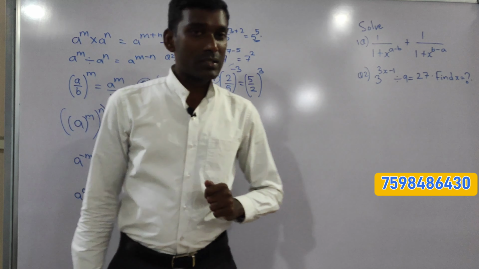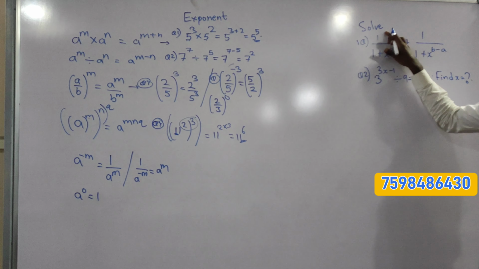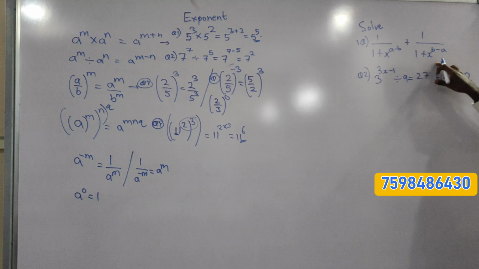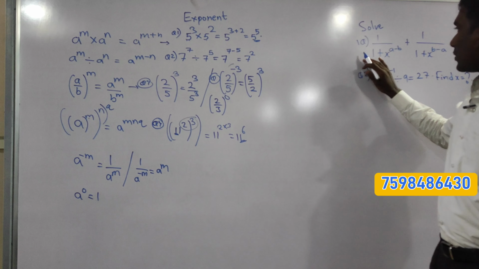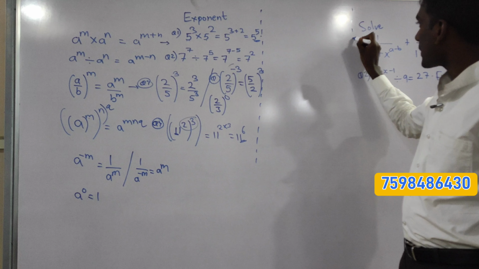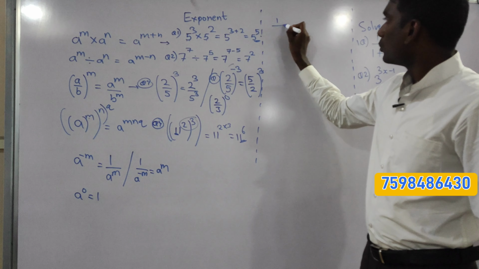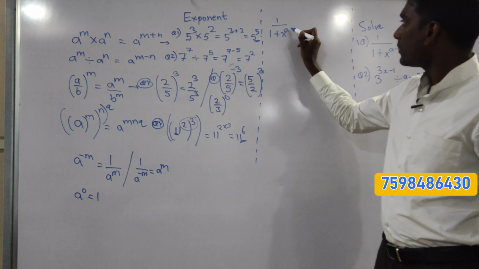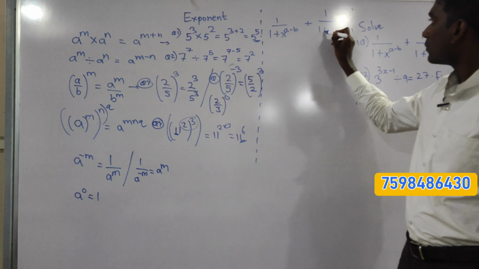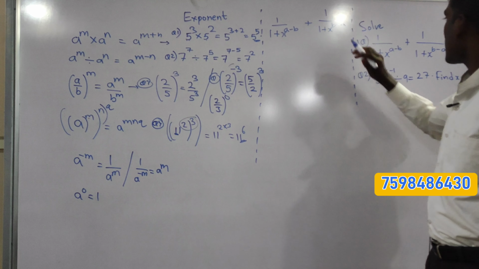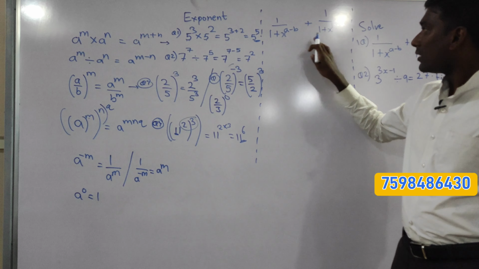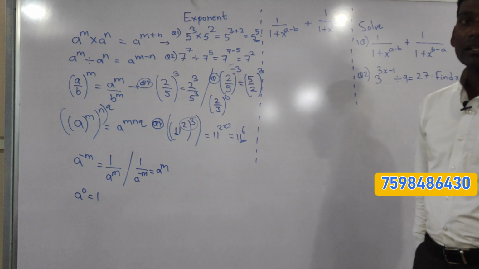And now let us try to understand the first question, how to solve this first question. 1 by 1 plus x to the power of a minus b plus 1 by 1 plus x to the power of b minus a. So let me write down the question here, then I'll try to explain so that things are clear. 1 by 1 plus x to the power of a minus b, the first term. Second term, 1 by 1 plus x to the power of b minus a. I will try to solve the first term, then you can pause the video and solve the second term, and then finally you can tell the answer.